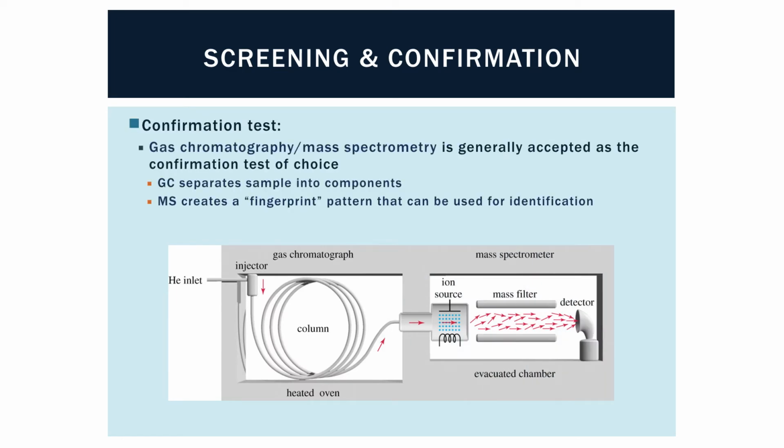The confirmation test is, as we had discussed before, gas chromatography mass spectrometry, or the GCMS, and it's generally accepted as a confirmation test of choice. So the gas chromatography separates the sample into its components, and then the mass spectrometer creates that quote-unquote fingerprint pattern used to identify the specific drugs.